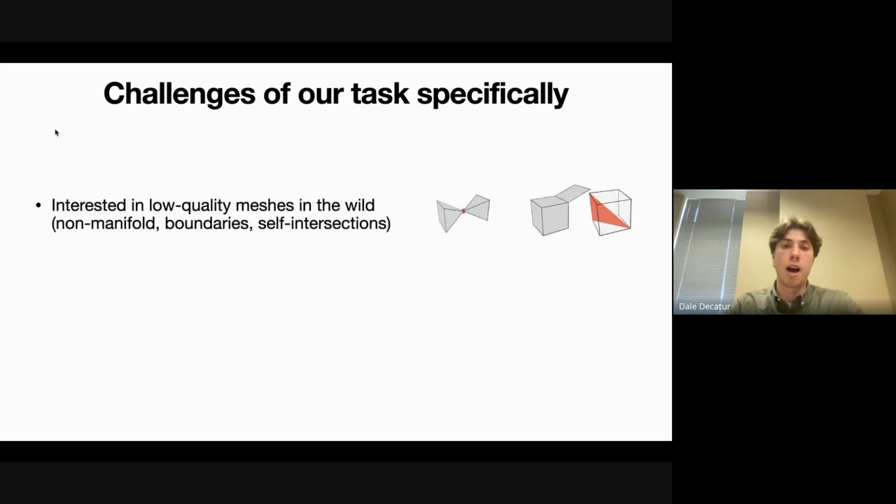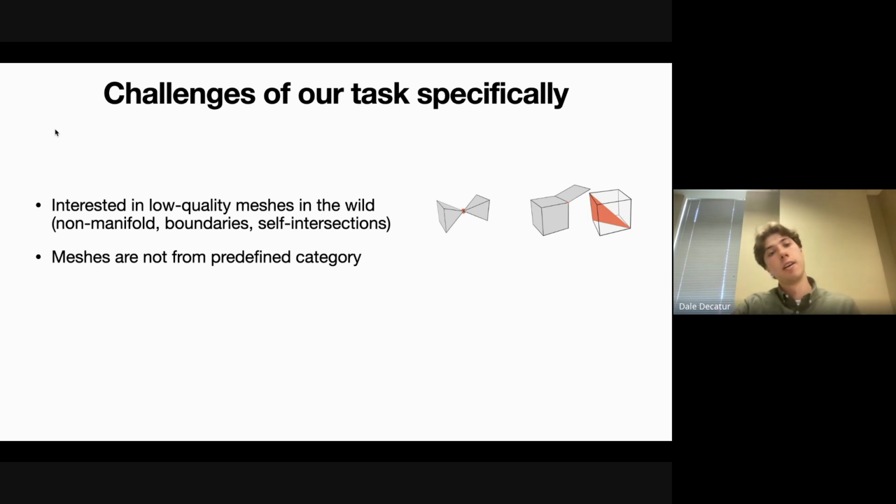And then how about our task specifically? Well, one thing, we want our method to work on low quality meshes in the wild. So these meshes might be non-manifold, they might have boundaries, they might have self-intersections. Additionally, these meshes, like we said, are not from some data set, so they might be from some non-predefined category. You might have some very weird, nonsensical mesh that a pre-trained model wouldn't have seen before. So you have to be able to generalize to that.